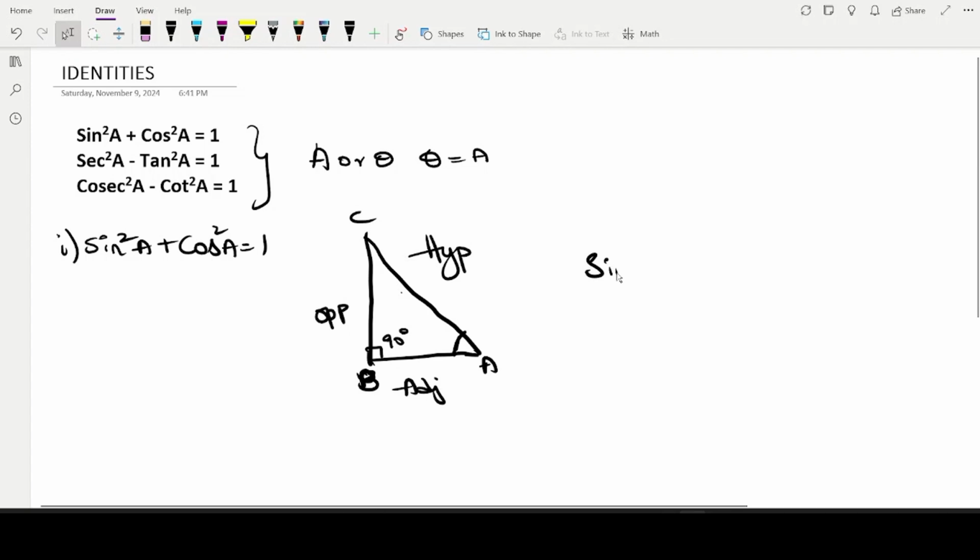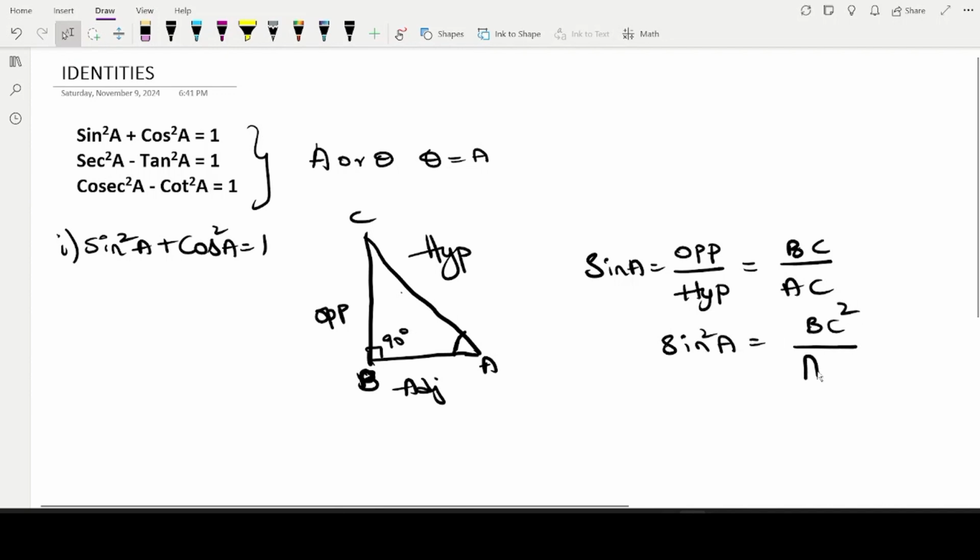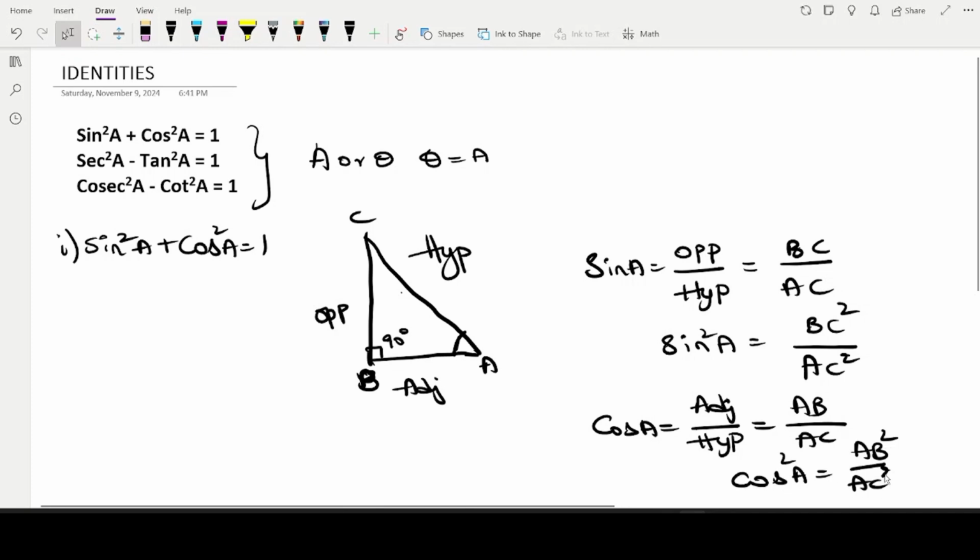We know that the formula of sin A is opposite side divided by hypotenuse. Here the opposite side is BC and the hypotenuse is AC. So sin²A can be written as BC² divided by AC². And the next one is cos A. The formula for cos A is adjacent side divided by hypotenuse. The adjacent side here is AB, the hypotenuse is AC. Then cos²A becomes AB² divided by AC².